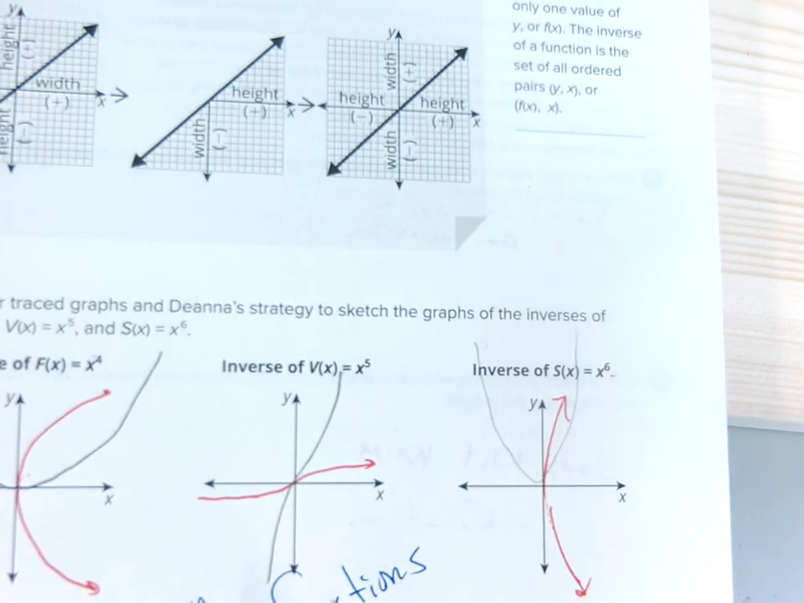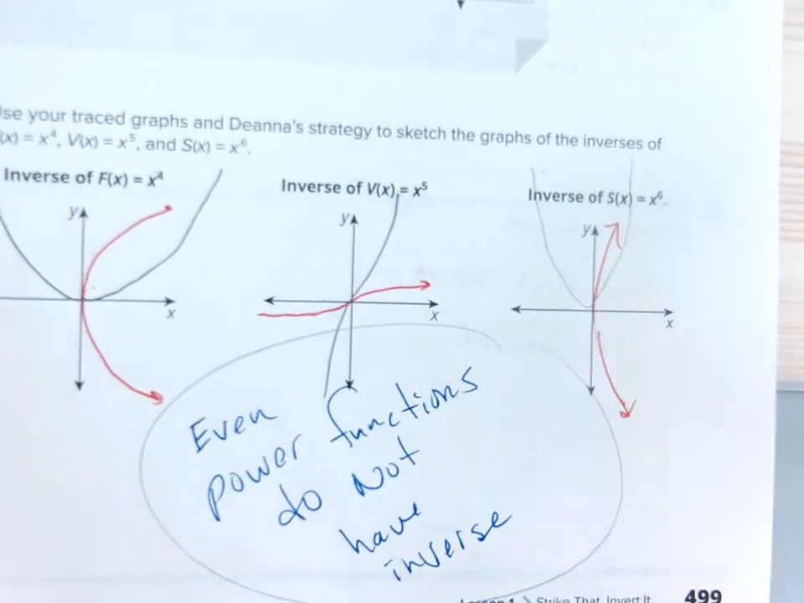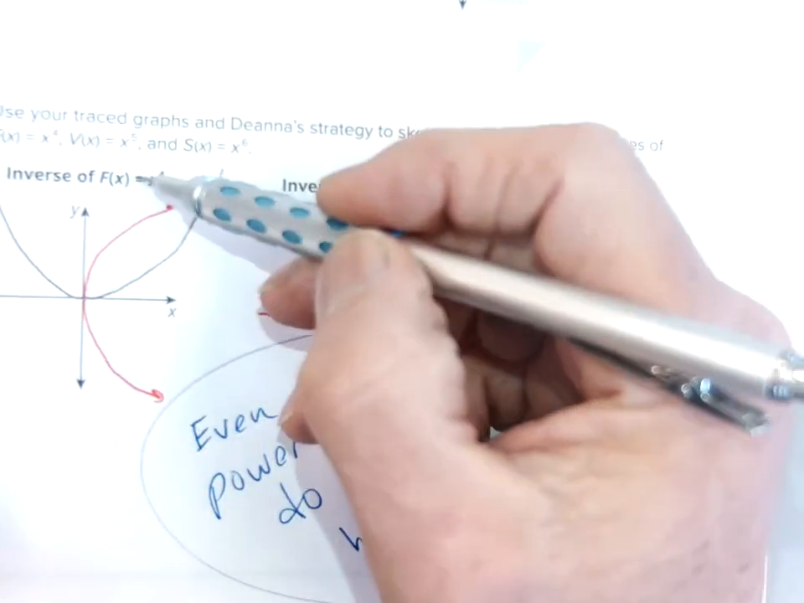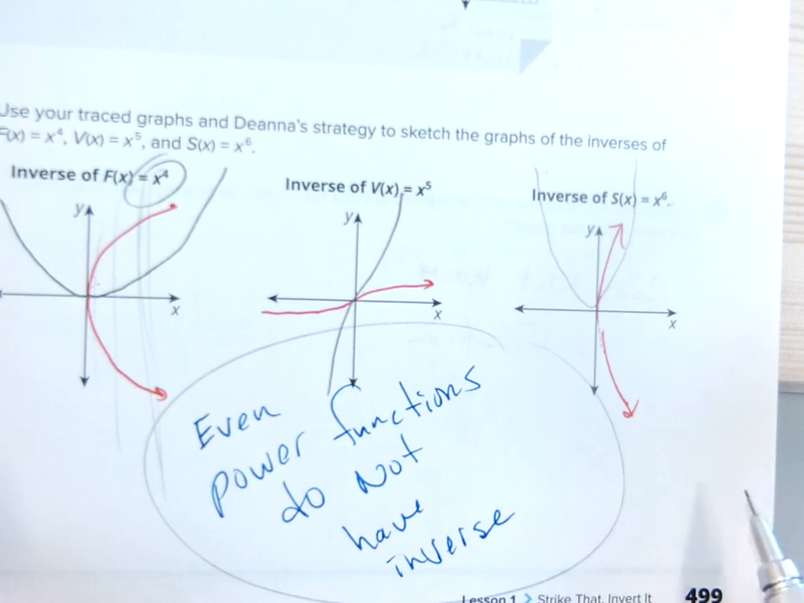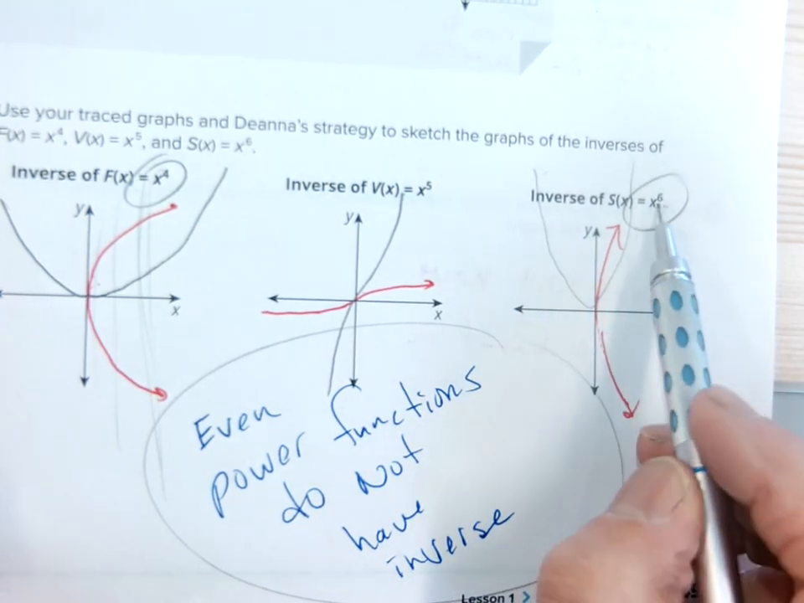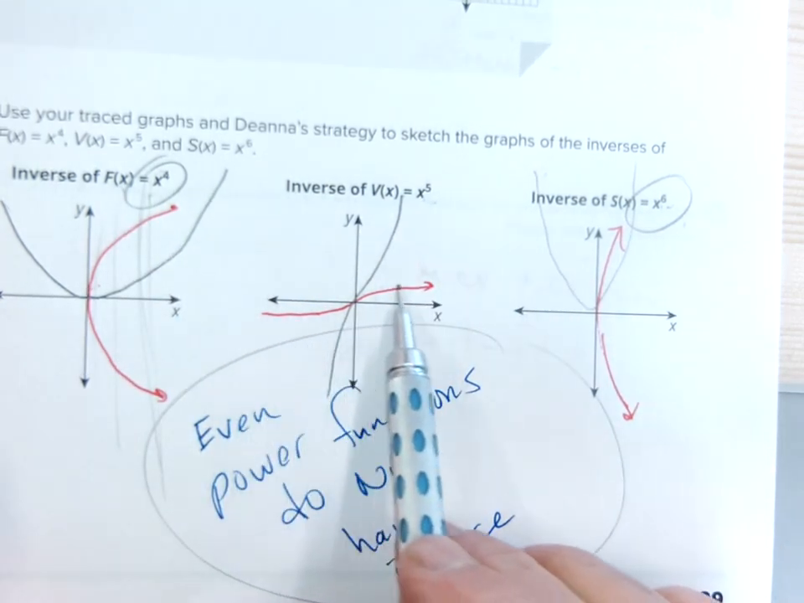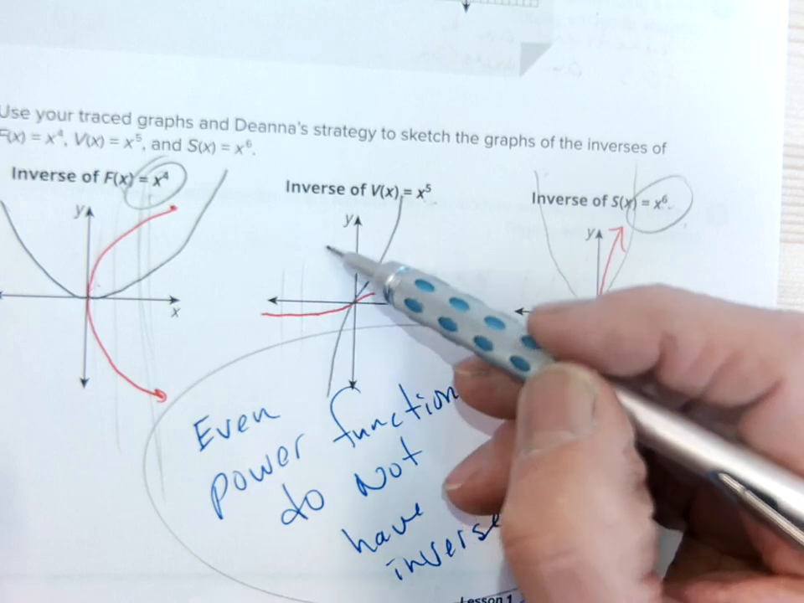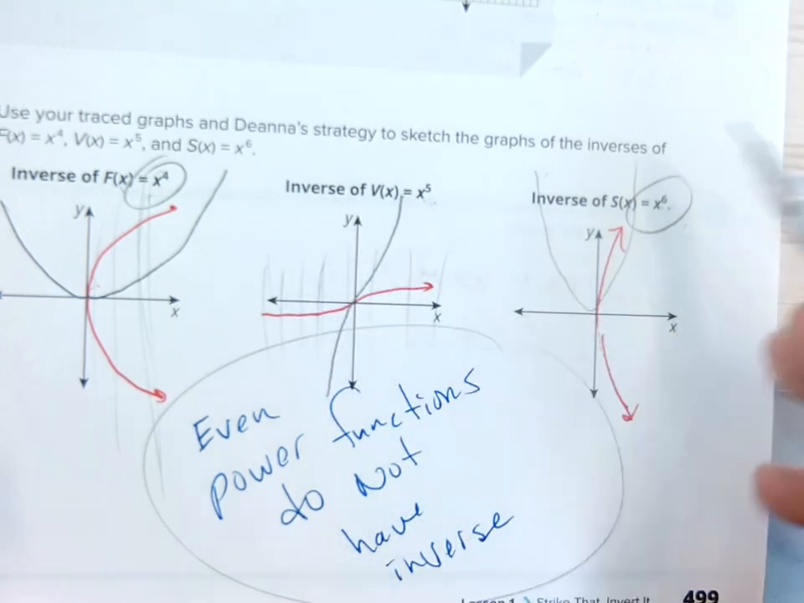And what we find out is that even powers do not have inverses, okay? Even powers do not have inverses because their inverse graphs are not functions. So this is a no, does not have an inverse. This is a no, does not have an inverse. So if it's an even power, it has no inverse, but if it's an odd power, it will have an inverse. Now, look at this. It passes the vertical line test. Every x has exactly one y.